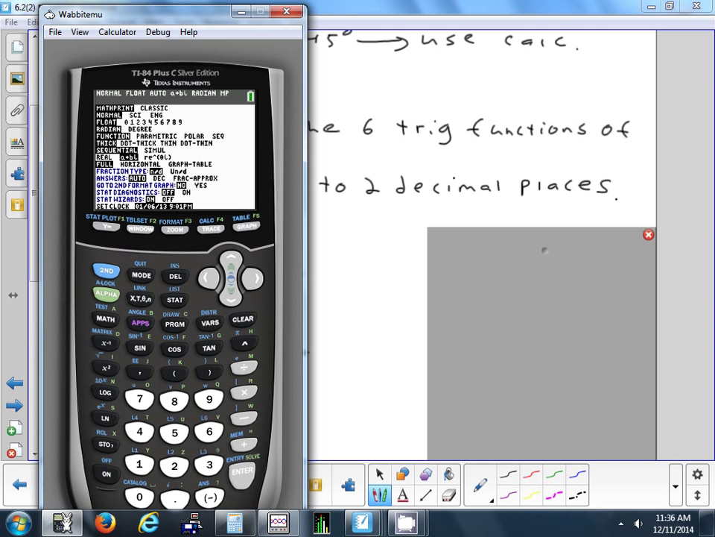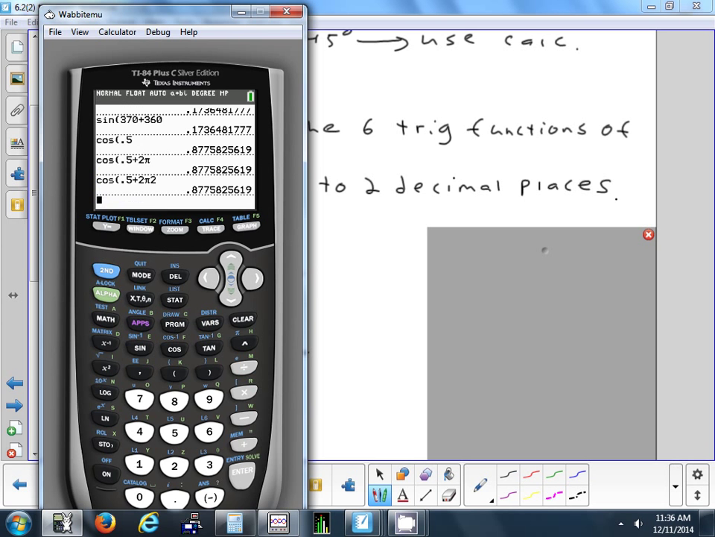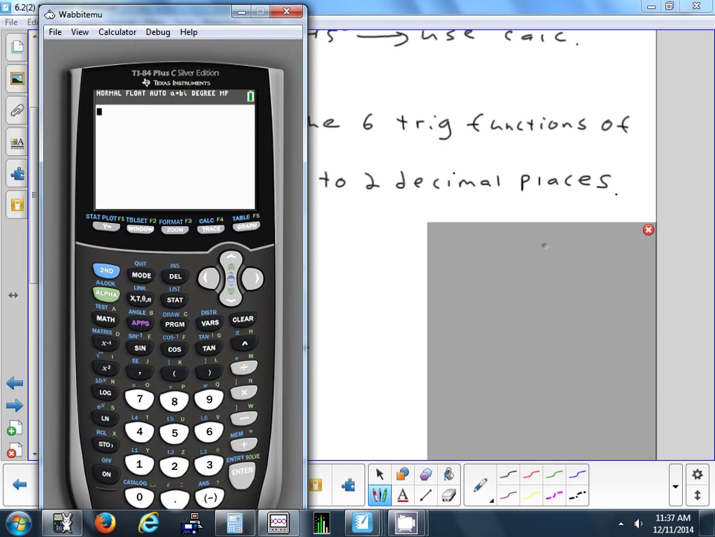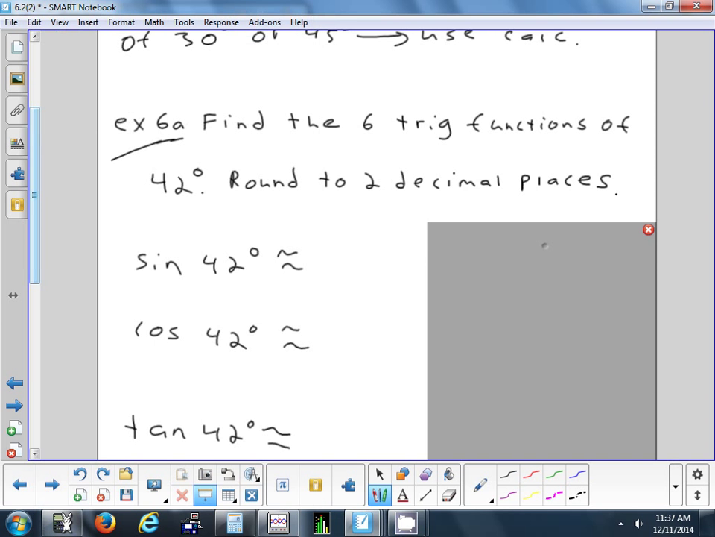Press mode, where it says radians and degrees. This problem is 42 degrees, so I need to switch it. Okay, put it in degrees. And now you just type it in. So sine of 42 is 0.669.